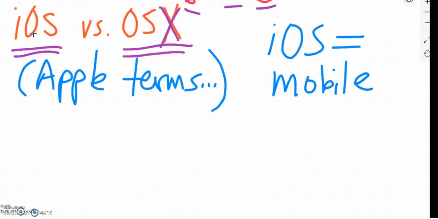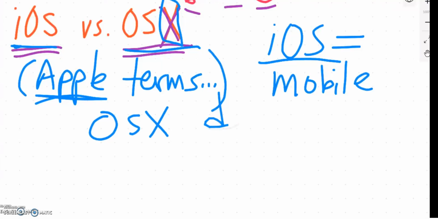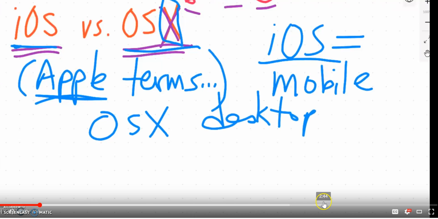Hey, thought I'd make this quick for you. At least in Apple terminology, iOS versus OS 10, or operating system 10, as opposed to Internet operating system or mobile. So iOS is mobile, and usually in the Apple world, OS 10 is desktop, or pretty much anything else. Anyway, let's see here.